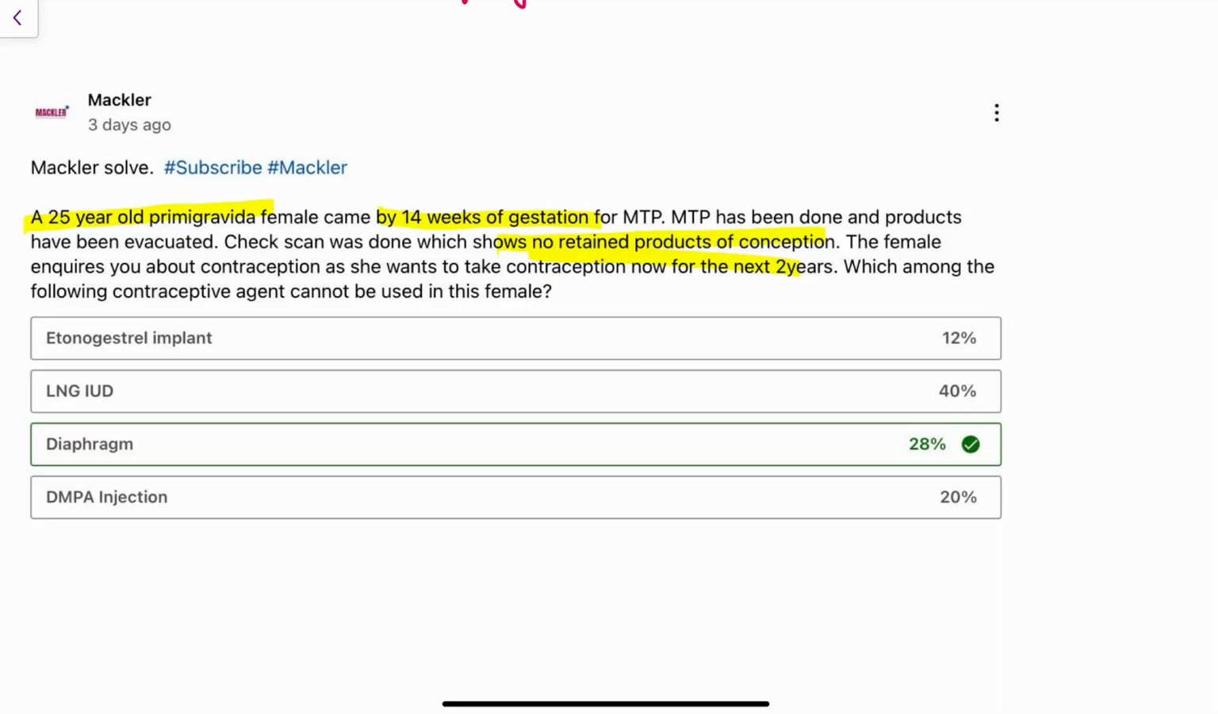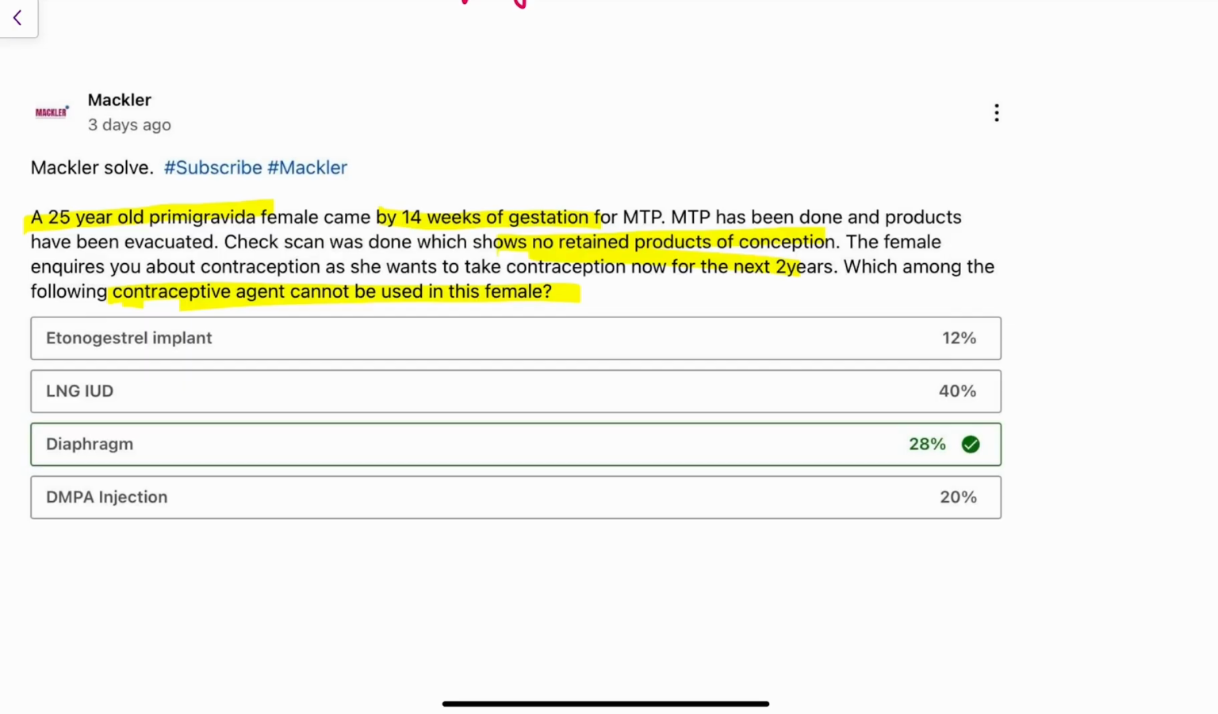Now the female inquires about contraception, as she wants to take contraception for the next 2 years. She is asking, doctor, I need a contraceptive which I am going to use for the next 2 years, as I'm not planning for any baby for the next 2 years. So she is asking for one particular contraceptive which is going to be effective for the next 2 years. The question here is, which among the following contraceptive agents cannot be used in this female?